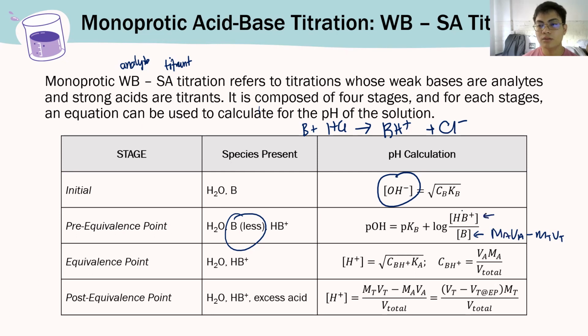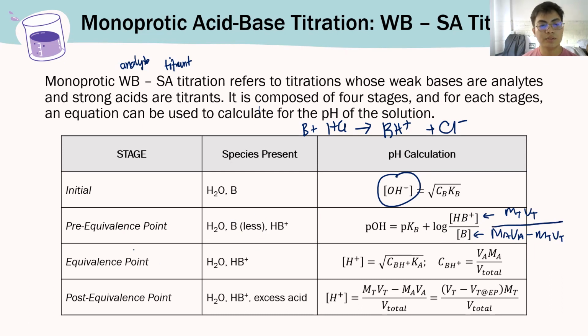Oh, now, how about the conjugate acid? Kailan siya nag-appear? When you added titrant. So, ibig sabihin, the amount of the conjugate acid is related kung gaano karaming titrant nilagay mo. So, ano equation doon? Yun ay MTVT. Very similar sa kanina. Okay?